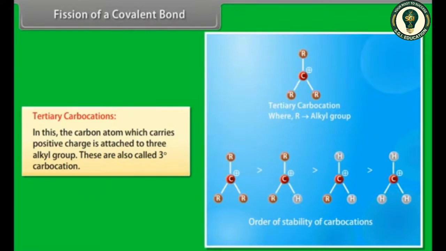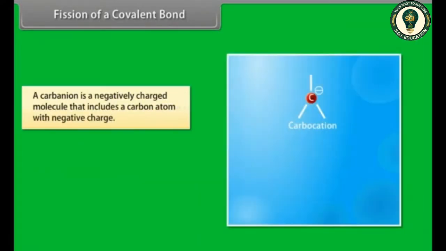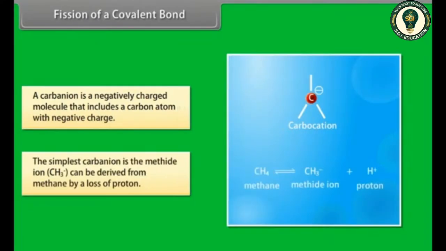Order of stability of carbocations is: a carbanion is negatively charged molecule that induces a carbon atom with negative charge. The simplest carbanion is the methide ion, which can be derived from methane by a loss of proton.